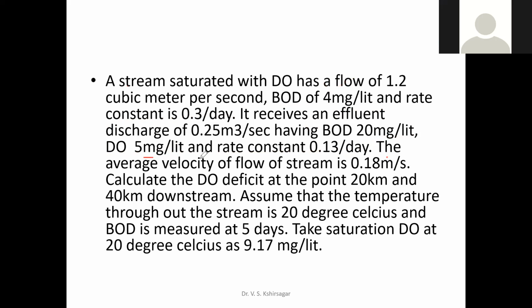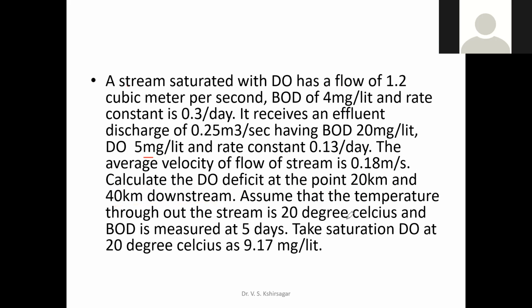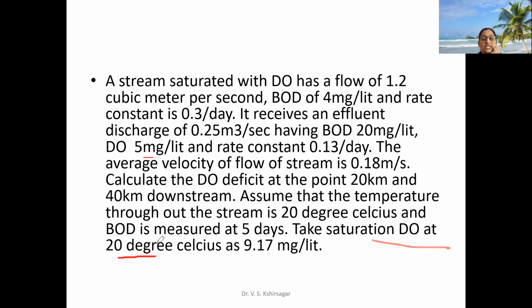So the average velocity of flow is for both together, stream plus effluent. Average velocity of flow is 0.18 meter per second. Now, what do you want to calculate? Calculate the DO deficit at 0, 20 kilometer and 40 kilometer downstream. Assume that the temperature throughout the stream is 20 degrees Celsius and BOD is measured at 5 days. Take saturation DO at 20 degrees Celsius as 9.17 milligram per liter.